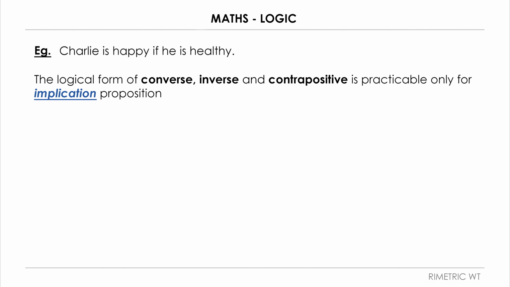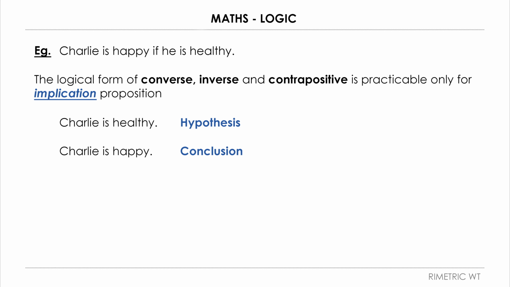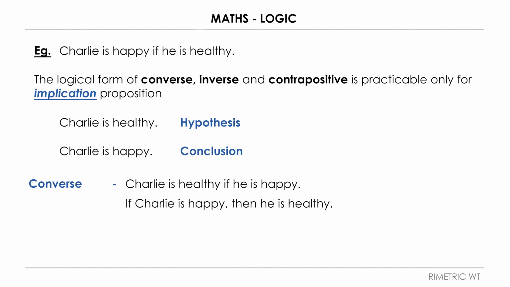All right, once we have confirmed that it is an implication proposition, we determine which proposition is the hypothesis and which is the conclusion. In our case, Charlie is healthy is the hypothesis, and Charlie is happy is the conclusion. Therefore, we can proceed to construct the converse, inverse, and contrapositive. As we saw earlier, for the converse, we simply swap the hypothesis and the conclusion. Hence, Charlie is healthy if he is happy, or equivalently, if Charlie is happy, then he is healthy, will be the converse of the compound proposition.